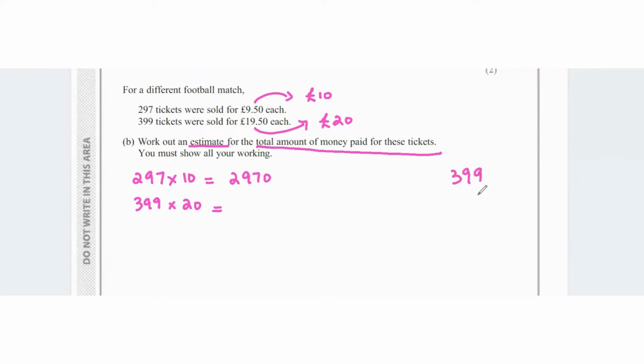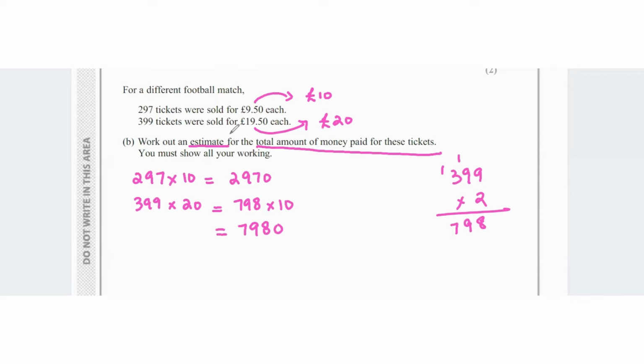I'm going to do 399 times 2. 9 twos are 18, carry a 1. 9 twos are 18 again, plus 1, 19. 3 twos are 6, plus 1, 7. So 798 times 10, because I only multiplied 399 with 2 over here. So that's 7,980.